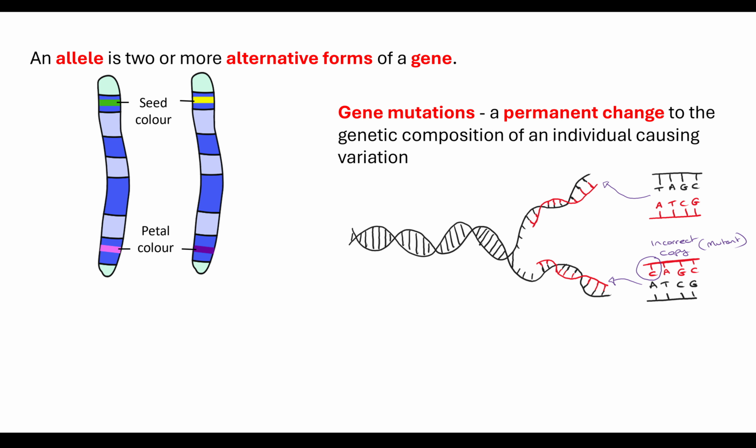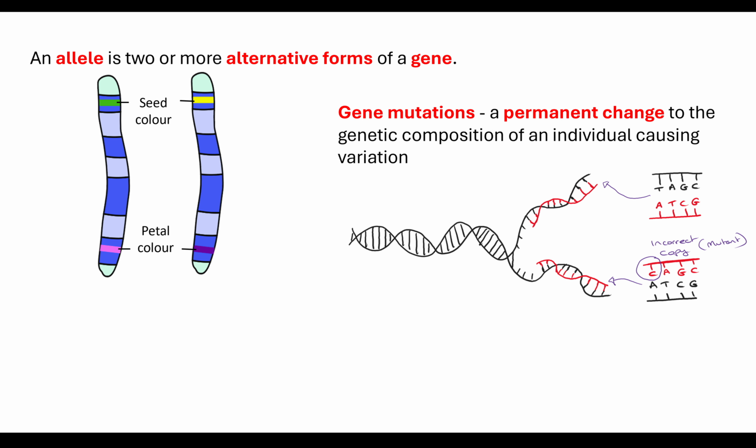Another way in which this happens is when our cells go through S phase and they are going to do DNA replication, spontaneous mutations occur. If there is a mutation, in this case a gene mutation, what we have is a permanent change to the DNA base sequence, that genetic composition of an individual, and that in itself could cause variation.